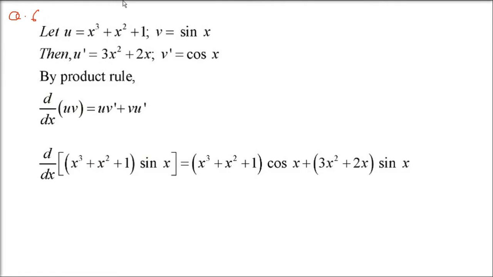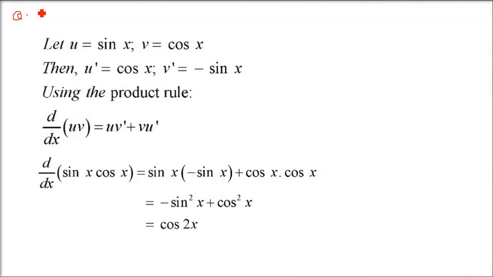Question number 6. So here we have u as x cube plus x square plus 1 and v is given as x sin x. So let me show it to you here only. So we have done questions here. So u dash is 3x square plus 2x and then we have v dash cos x. So we have u v dash and this multiply here and then v u dash. Okay.